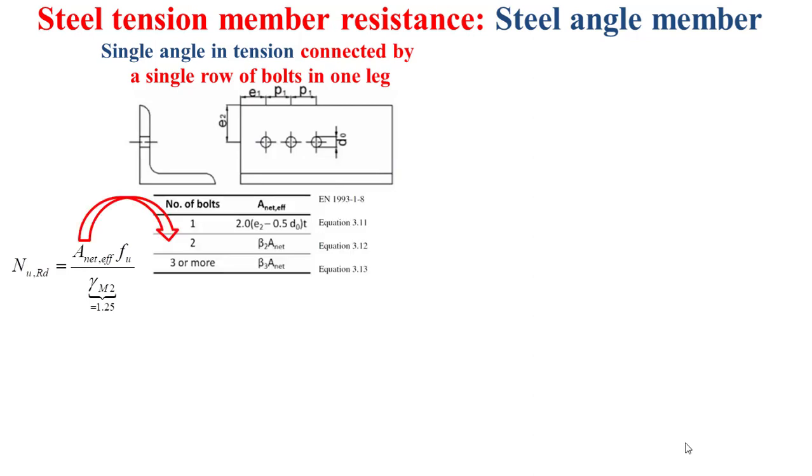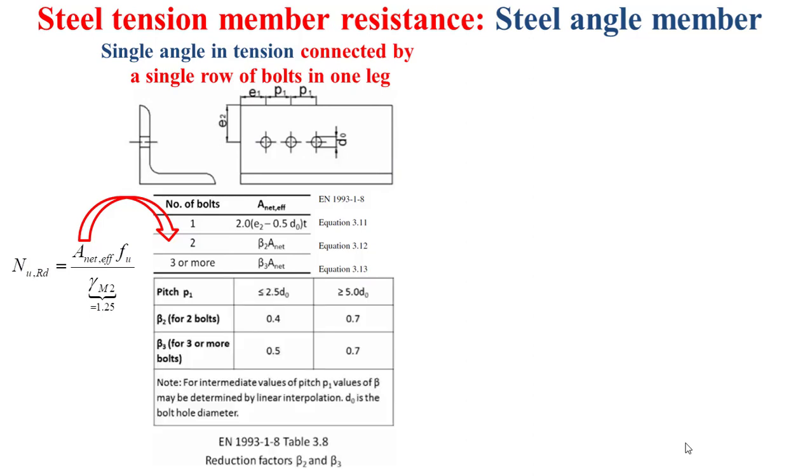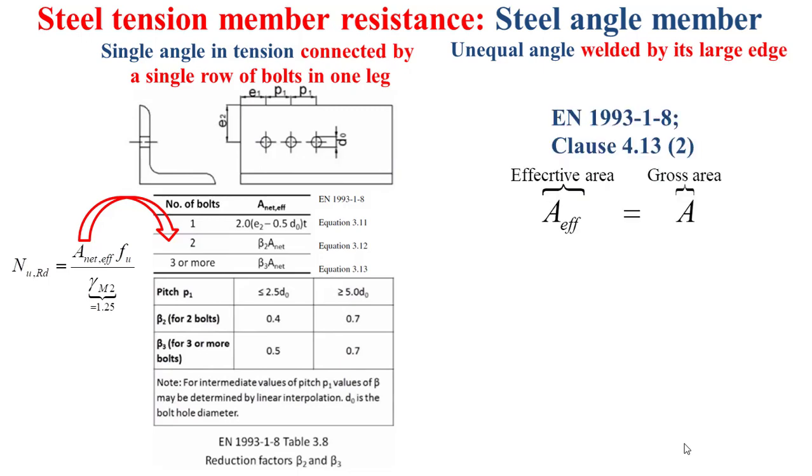The effective net cross-section area is determined by the table that you see now in this slide, depending on the number of bolts. And as you can notice, we have coefficients beta 2 and beta 3, which are determined based on the table that you see in the bottom of this slide, depending on the pitch and the bolt hole diameter. And in the case of an equal angle welded by its large edge, the effective cross-section area is considered equal to the gross cross-section area.